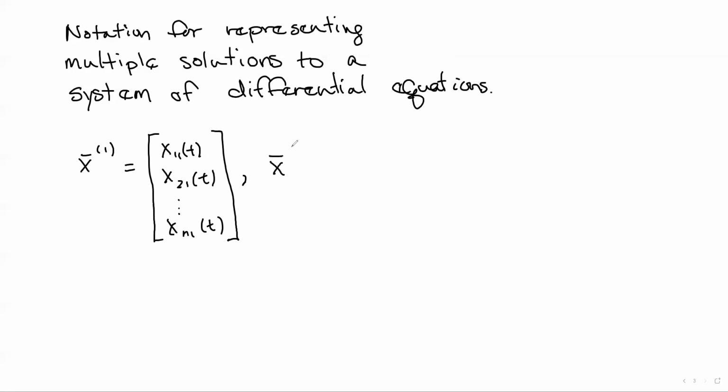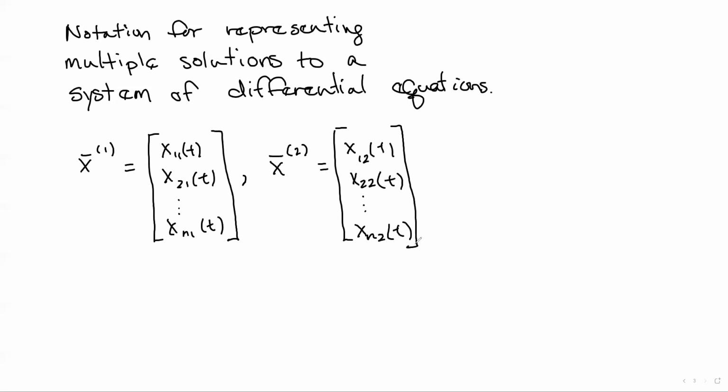And so if we were to have a second solution to the system, it would be x12, x22, dot, dot, dot, through xn2. These are all functions of t. Dot, dot, dot. And then if we had an nth solution, we'd have x1n, x2n, dot, dot, dot, xnn. These are all functions of t.